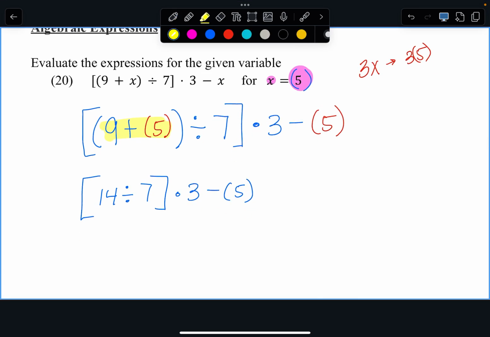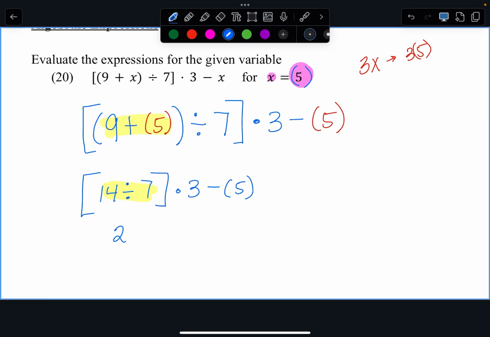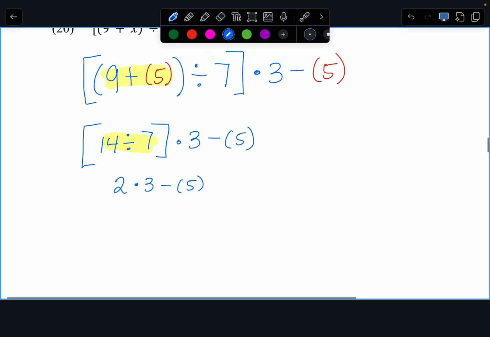14. And then I copy everything else exactly as I see it. Now what? Or you could divide which by 7. Yes, because we have a grouping symbol. Those brackets are still considered parentheses. So we've got 2. Now that it's just one number, I don't need those parentheses anymore because I already have symbols everywhere else. Now I've got multiplication and subtraction. Which one am I doing next? Multiplication. So 6 minus 5. 1.